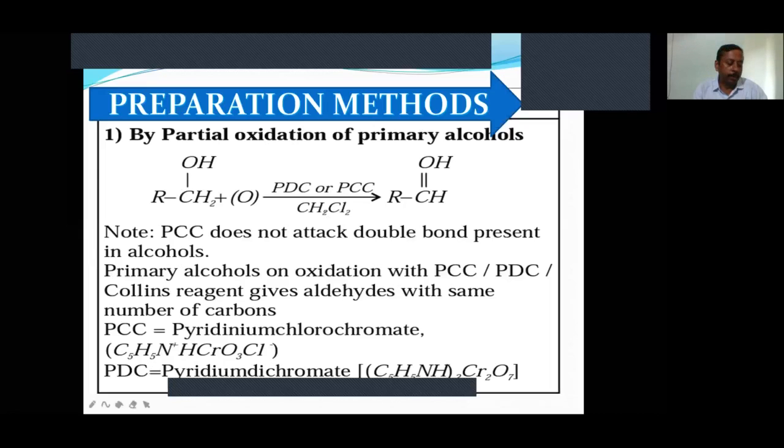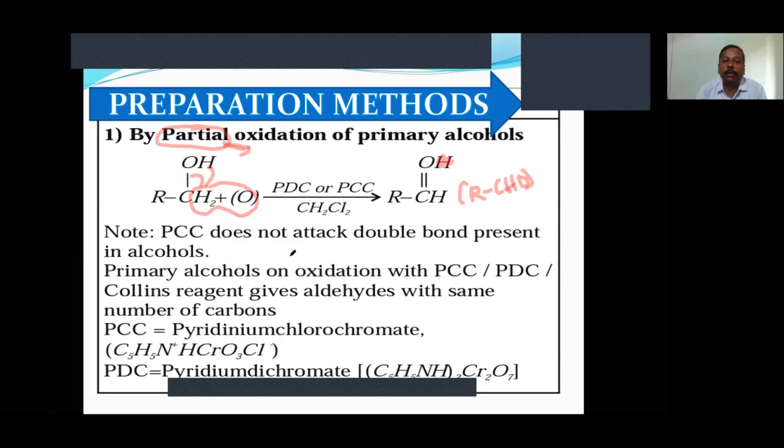In the preparation methods, the first one is the partial oxidation of primary alcohols, because complete oxidation can give you other products. In the partial oxidation only aldehyde will be formed. Actually this will be CHO, so this hydrogen will not be there, it's a print mistake. In the partial oxidation, H2O will be eliminated and there will be a double bond between them. So we can write it as RCHO.